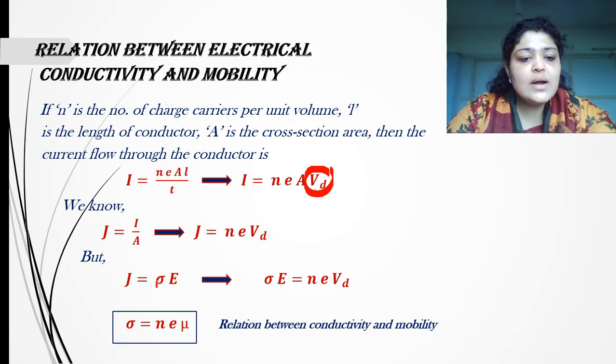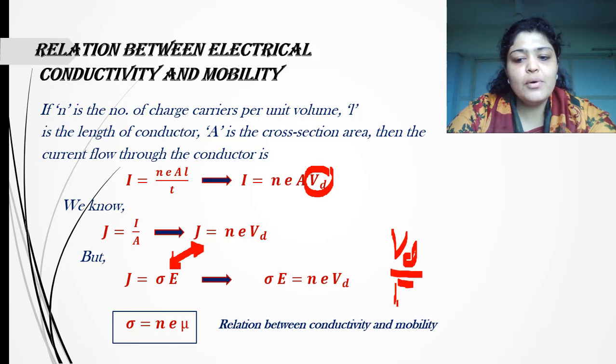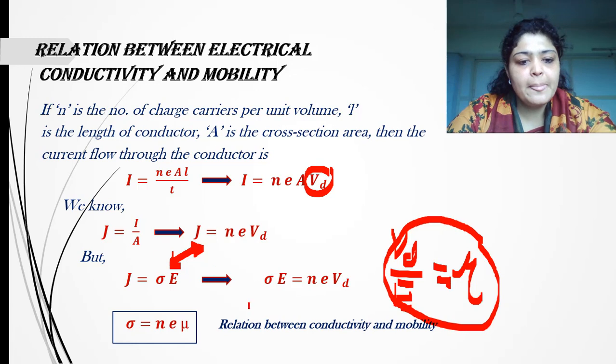But we have just now derived the relation between conductivity and current density: J equals sigma E. So I am comparing these two equations. So I get sigma E equals neVd. Now you know that we have the term Vd upon E. This term is equal to mu. This is known as mobility of a material, mobility of electrons, of charge carriers.